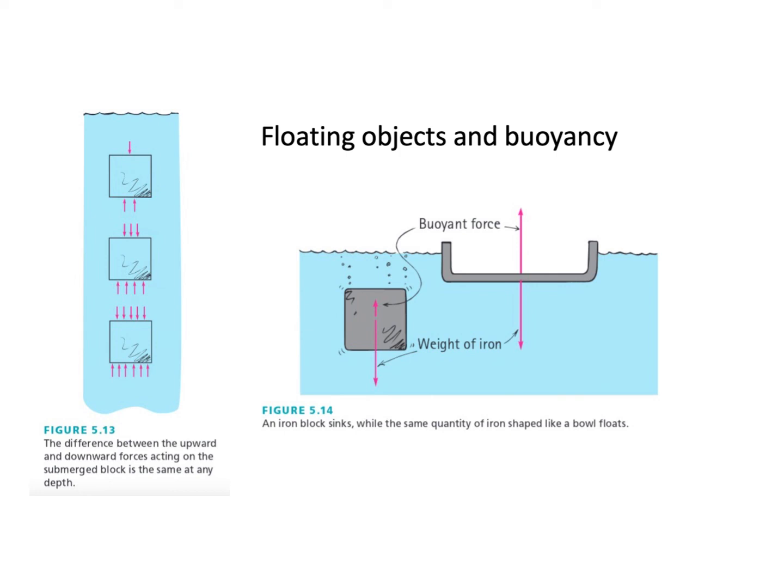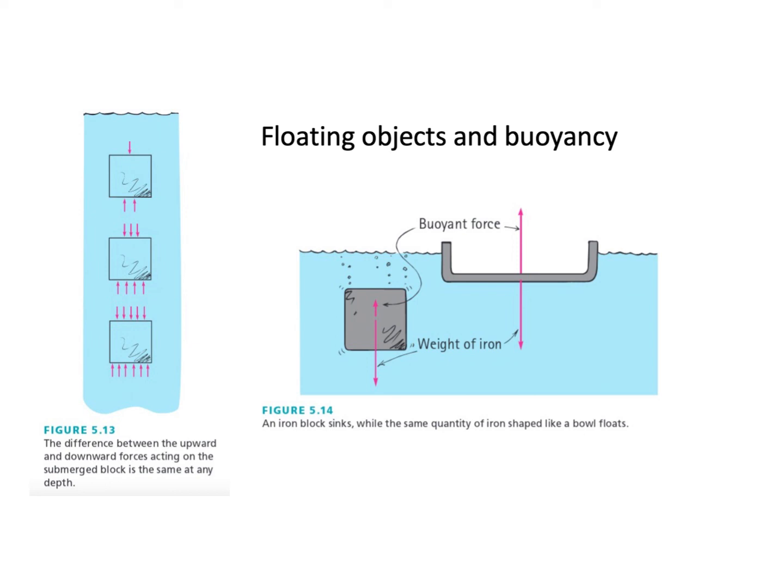What's the difference? Here, 2 minus 1 gives you 1. Here, 4 minus 3 gives you 1. It's the same difference in pressure all the way down. Here, there's more arrows, but the difference is still just 1 arrow pushing up. The amount of the buoyant force doesn't depend on how deep you are. It only depends on what the volume of the object is and what the weight of the fluid is.